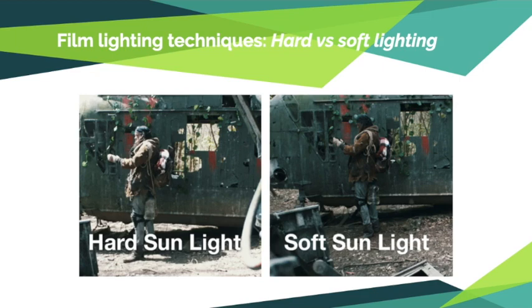So if you look at the contrast there between the hard sunlight and the soft sunlight, I feel like that's a really good visual representation of the difference between hard and soft lighting. Notice on the hard sunlight image, the shadow that's created through the reflection of the sunlight. And notice on the soft sunlight that essentially all the shadows have been edited out in post-production.